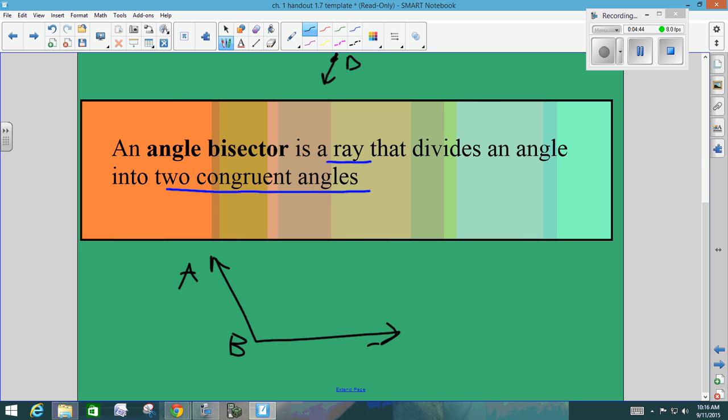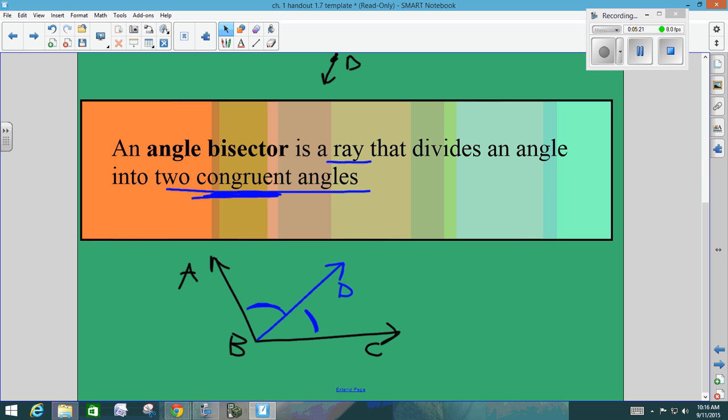Here's angle ABC. An angle bisector is a ray. There's ray BD. That divides the angle into 2 congruent angles. How would I mark that the angles are congruent? The little curvy things, right? There. When you put those two congruent marks in there, we can automatically say then that ray BD is bisecting angle ABC. It's cutting it into two congruent angles, two equal parts. It's cutting it in half.